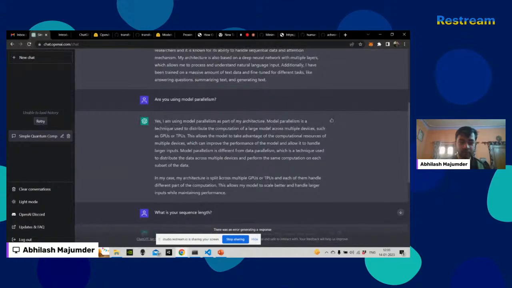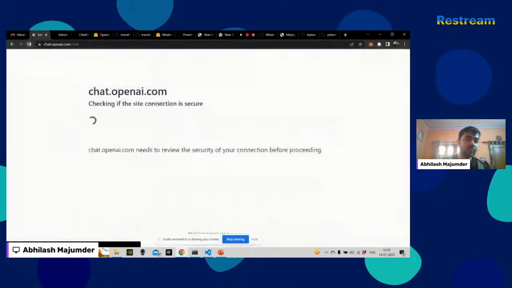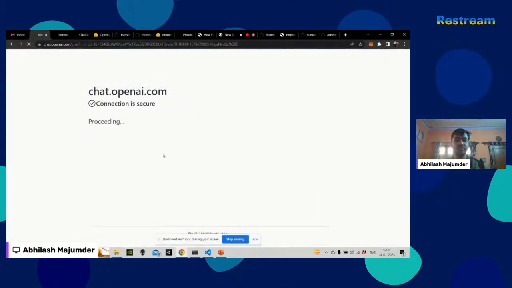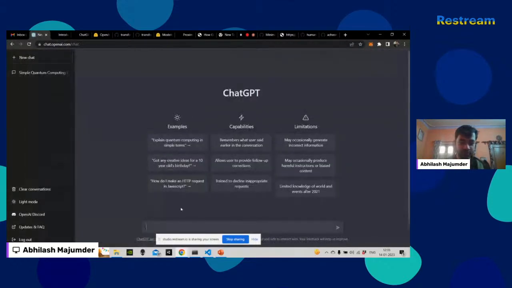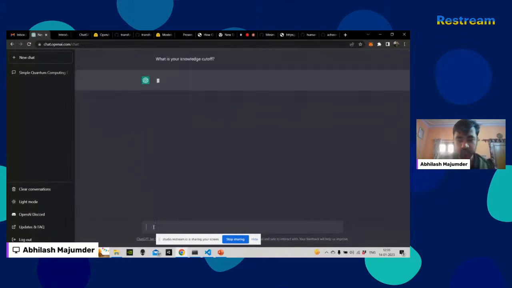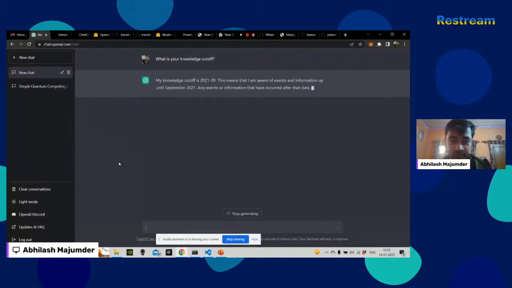So it uses model parallelism, which we talked about. Let's see if we have any other questions. Whatever questions you want, you can go and ask about the model itself. What I wanted to ask was the knowledge cutoff. What is your knowledge cutoff? Let me see. September 2021. That means I'm aware of events and information up to September 2021. Any events or information that occurred after that date, I may not be aware of.